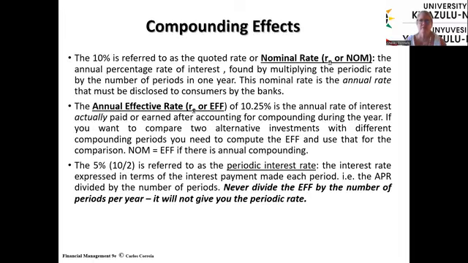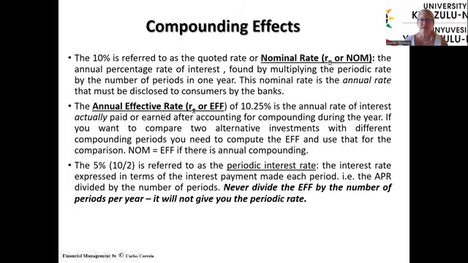The 10% in that example is, as I said, the quoted or the nominal rate. It'll be nom percent on your financial calculators. It's RN in the formula. And you find that by multiplying the periodic rate, so, for example, a monthly rate or a weekly rate or a daily rate, by the number of periods in 1 year. So the daily rate times 365, a monthly rate times 12, etc. This nominal rate is the annual rate that has to be disclosed to consumers by the bank. So that's what you'll be quoted, an annual percentage rate or a nominal rate.